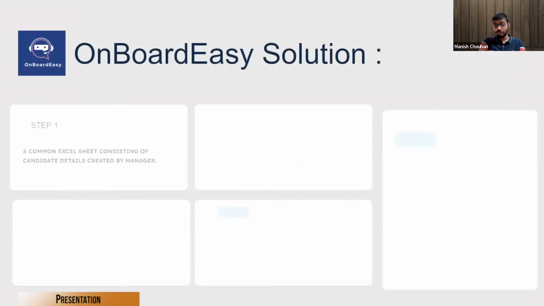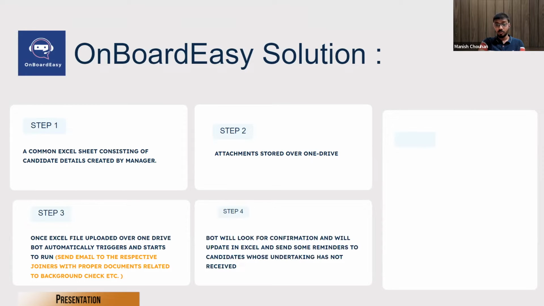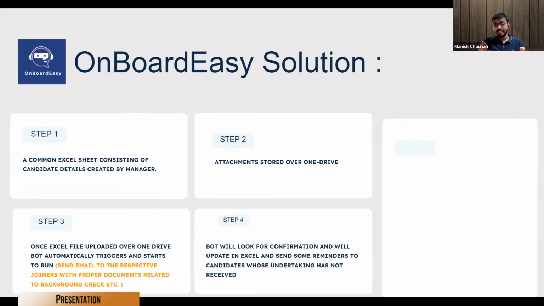So here comes our Onboard Easy. In our Onboard Easy, a common Excel sheet consisting of the candidate details will be created by the manager. All the attachments will be stored on OneDrive. Once the Excel file is uploaded to OneDrive, the bot automatically triggers and starts to run. It will send email to the respective joiners with proper documents related to the background check. At last, the bot will look for the confirmation mail and update the Excel sheet. And it will send reminders to the candidates whose undertaking has not been received. And it will initiate the background check.